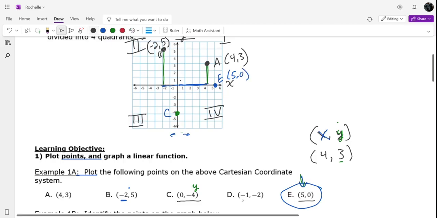And lastly, let's just plot -2, -1. That's going to be in our third quadrant. -1, -2.